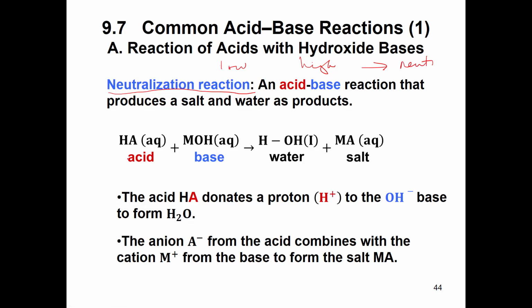And so we take our acid with an H and we take our base with an OH, and we're going to form water, and we're going to form the salt with the anion from the acid and the cation from the base. Alright, so your HA donates your proton to the hydroxide base to form water, and the anion from the acid is going to combine with the cation from the base to form what we call a salt.